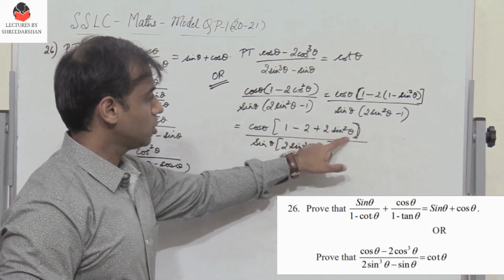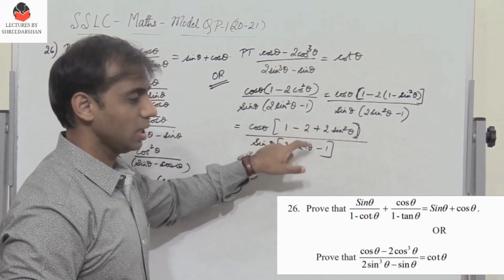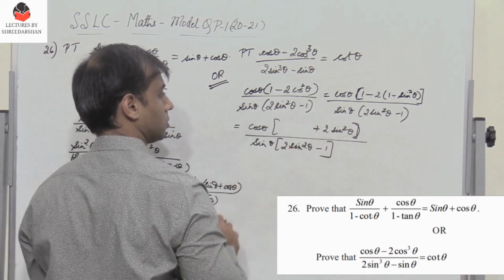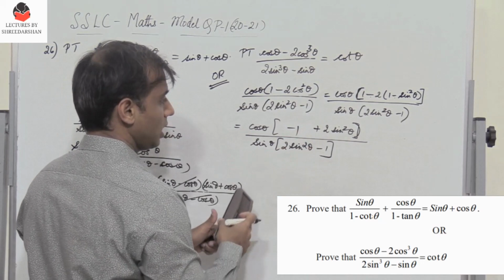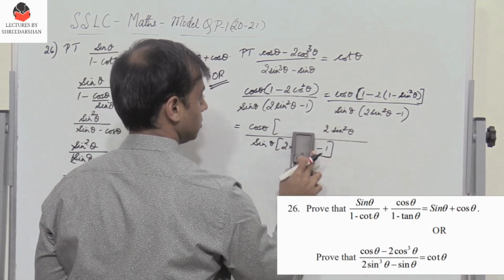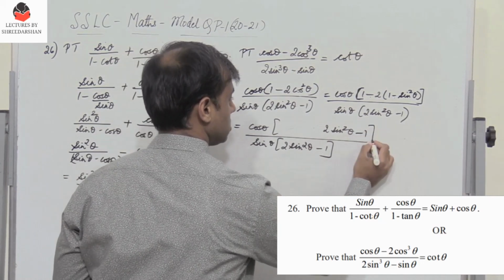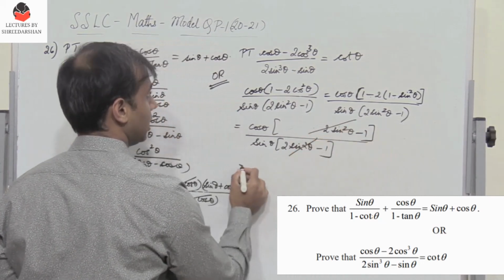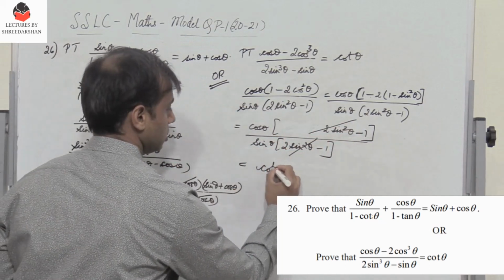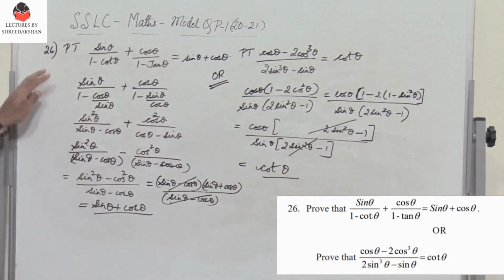So you have 2 sine square theta, and here it is 1 minus 2. What is 1 minus 2? Minus 1. So I can write this as 2 sine square theta minus 1. So I have the 2 sine square theta minus 1 expression. These two can get cancelled. So I have cos theta by sine theta, which is cot theta. So that is your required answer. So we have completed problem 26.